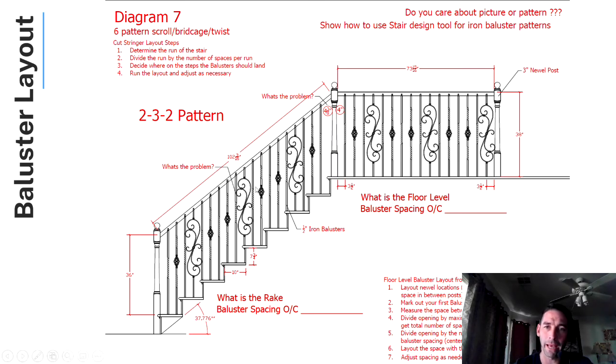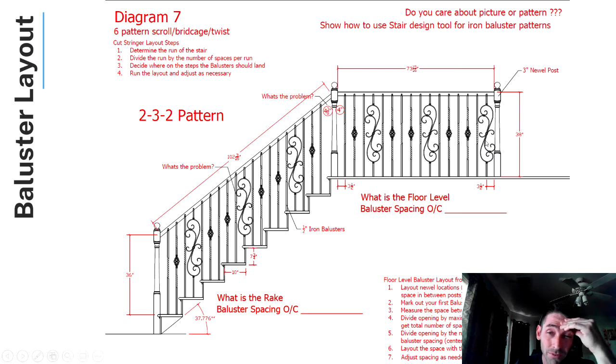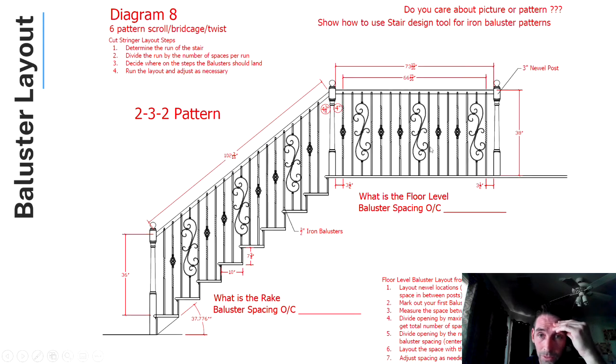This is a pattern layout. So this pattern flows up all the way across. But when you do that, you can see you have a scroll right here against your newel post, which doesn't look very good. So you've got to decide, what do we do to make this look right? Does your client want this pattern to flow all the way up, or can we mess with this pattern a little bit to make this picture look better? I'll show you what we mean.